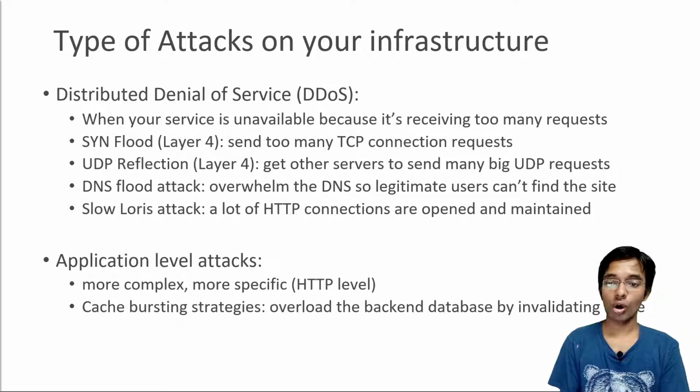Then the Slowloris attack, which is a layer 7 attack, where a lot of HTTP connections are opened and maintained, and our server is trying to maintain all of them, and the threads are being overwhelmed and the server is useless. Then there are application level attacks, which are more complex, and you need to understand how the target application works to make it an application level attack.